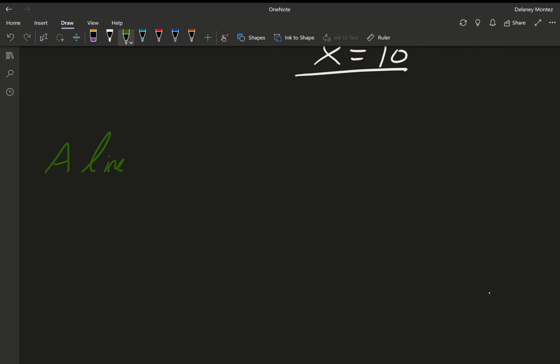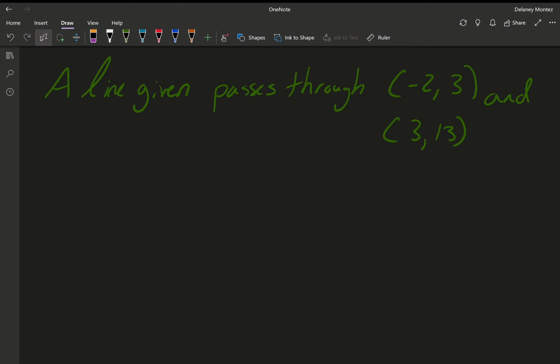We have another line given that passes through (-2, 3) and (3, 13). Find the y-intercept. So you have a line given and it goes through these 2 points, and we want to find the y-intercept, or basically the y value when x is 0. Okay, so go ahead and pause and we'll pick up.